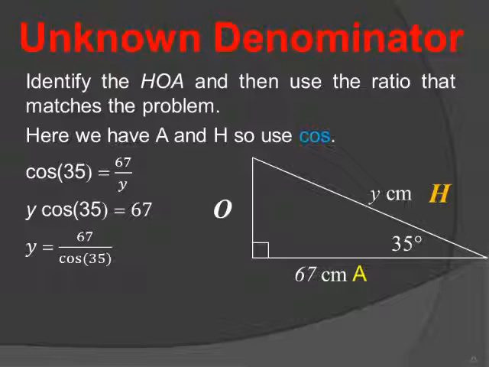Cos 35 is just a number, so you know that, like if you had 3 times y is equal to 15, then y is going to be 15 divided by 3. It's working the same way. So use your calculator, and you'll find that y is equal to 81.79 centimeters to 2 decimals.